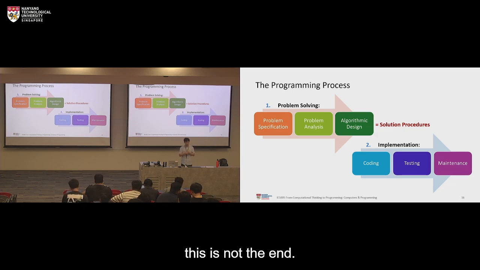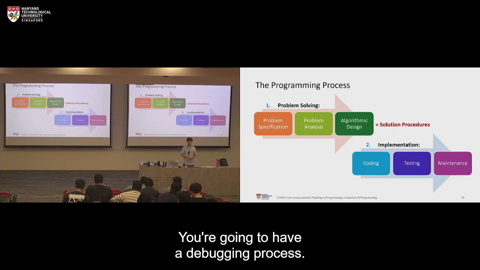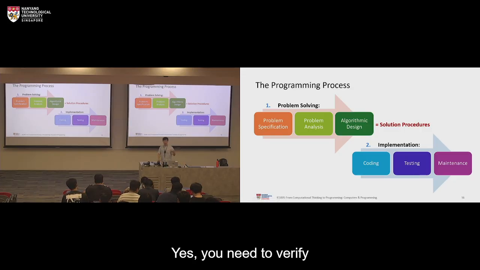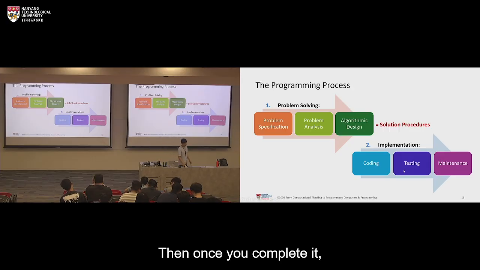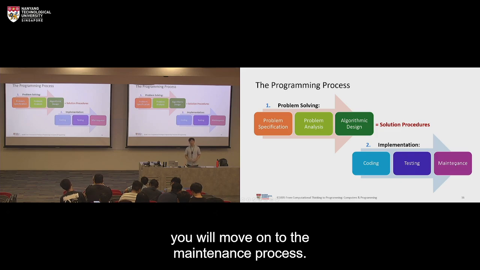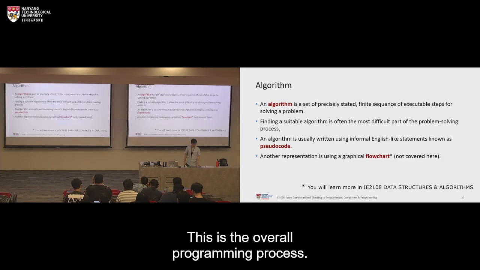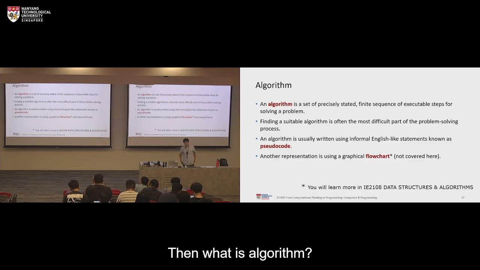After you write the code, this is not the end. You're going to test your code and have a debugging process. Debugging means you fix the errors in the code. And in the testing step, you need to verify whether your program gives the right outcome or not. Once you complete it, you'll move on to the maintenance process. So this is the overall programming process. Then, what is an algorithm?